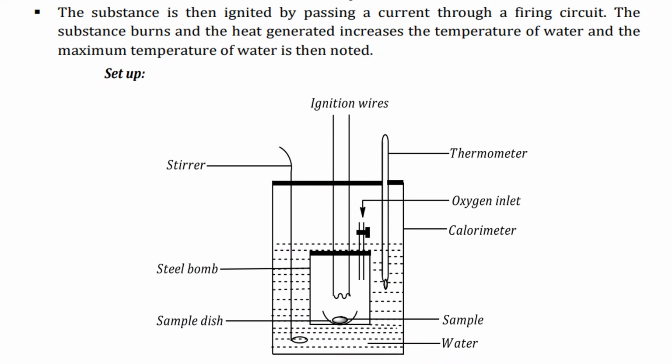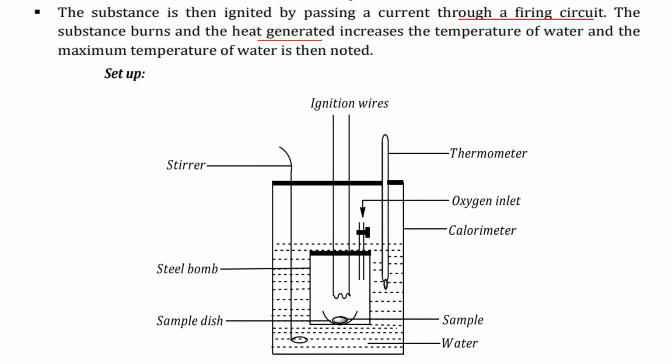So proceeding, we are going to be saying that the substance is then going to be ignited by simply passing a current or an electric current through a firing circuit. And by doing this, the substance is going to burn, and the heat generated is going to increase the temperature of the surrounding water that is present in the bomb calorimeter.